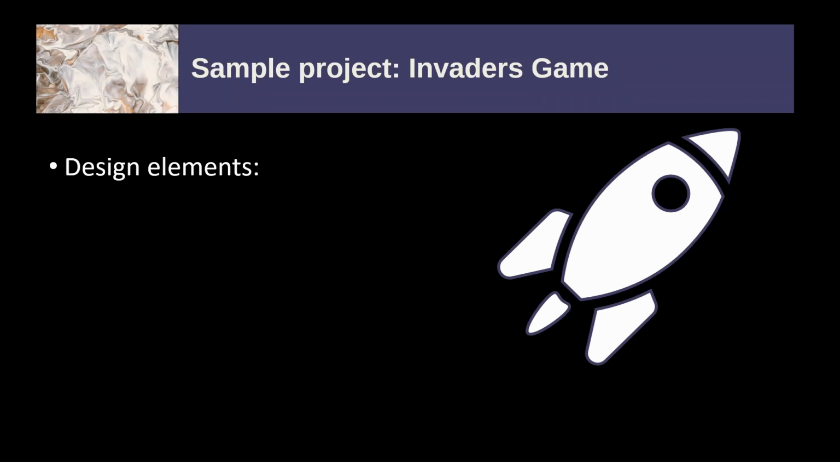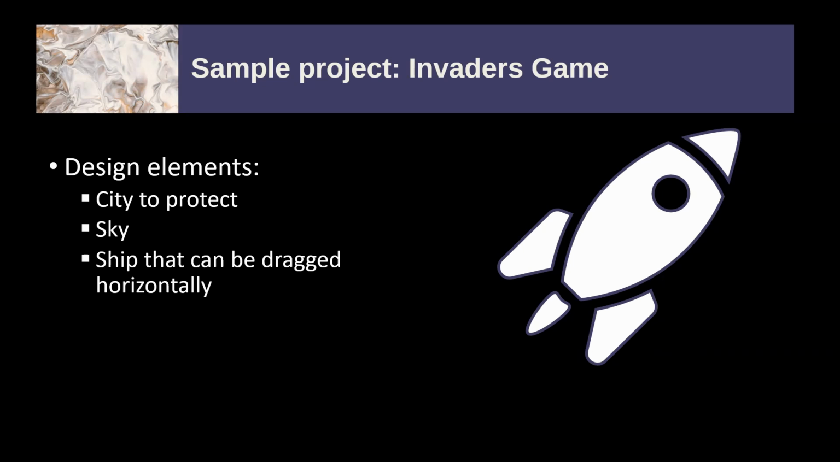Then in terms of our design elements, we want to have something to protect, and I'm going to use a city because I know that I can have some real simple sort of building icons that I can use for a city. We want a sky where the projectiles are going to come from. We want the ship. We need to design a ship that can be dragged horizontally.